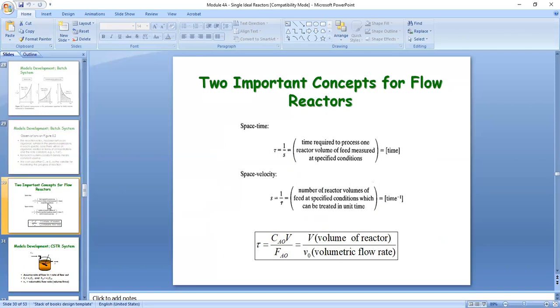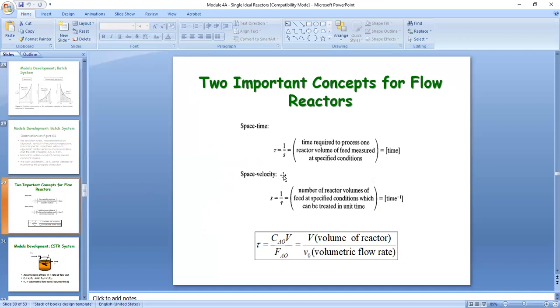Now, let's leave the batch system. We now go to continuous systems. For these continuous systems, there are two characteristics that you need to understand and know because these two will be associated with the performance equation of these systems. One of these characteristics is the space-time, or tau. It's the reciprocal of the space velocity. Space velocity is s. Okay, it's not seconds, but rather s.